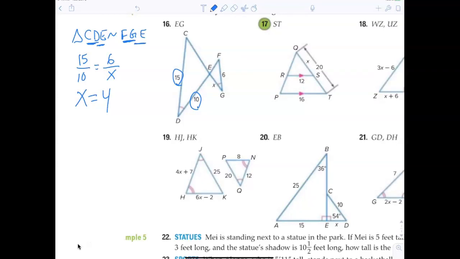Come on, guys. I think that's easy. And no joke, I'm not kidding. My 6th graders are doing this. This is what we're doing in pre-algebra. They don't know vertical angles and alternate interior angles yet. But they are setting the proportions up, and cross multiplying and dividing.